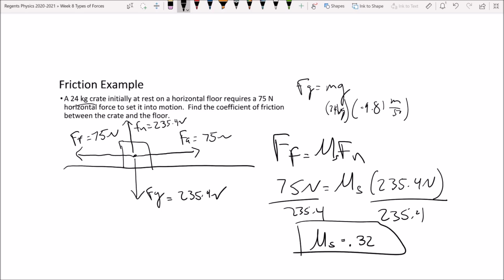Now, once the object is in motion, maybe my applied force is less. I don't have to apply as much. And the coefficient of kinetic friction maybe is smaller. Maybe it's like 0.21, okay? Just picking values here.